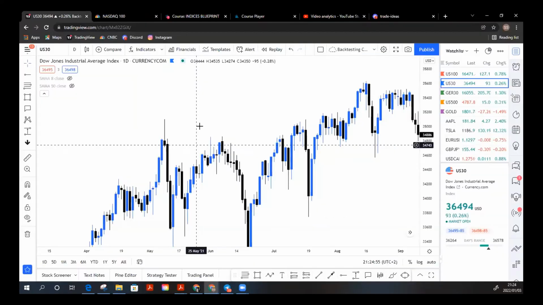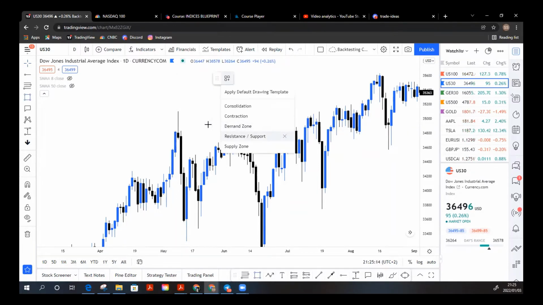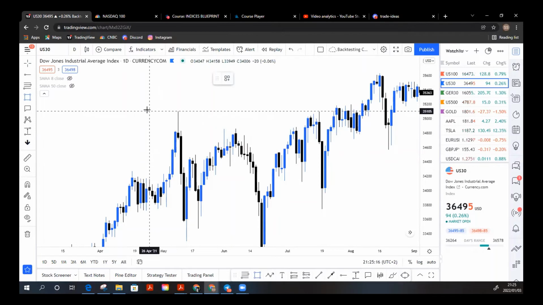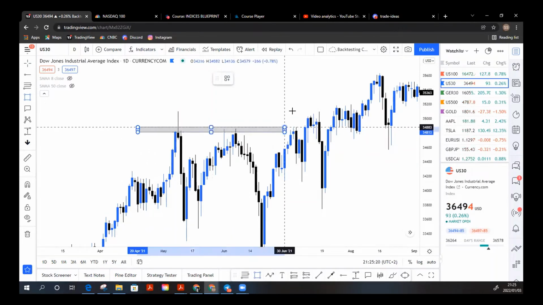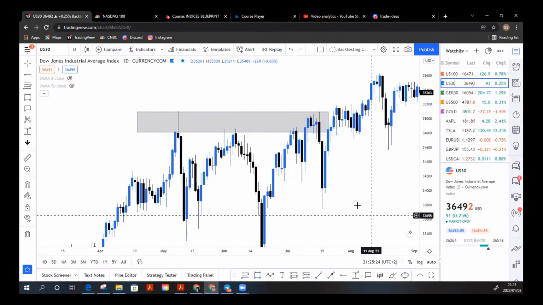So we're looking at it here on this chart. This is the US 30. We've had an impulse here. We've had a bullish candle close followed by a bearish candle close thereafter. So immediately you know that you're looking at a resistance area in the market, and you would include that candle there. So that now becomes the resistance zone in the market.